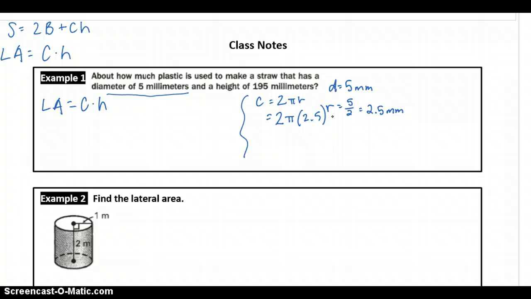All right, anybody get it in their calculator? Yeah, wait. I need a second. Okay, 2 times 3.14 times 2.5. 15.7. Would that be okay?